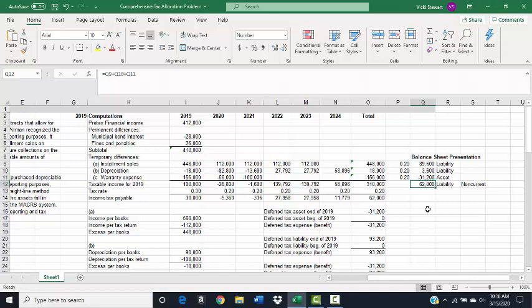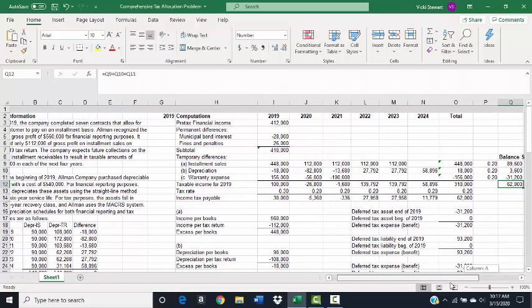presentation for deferred taxes. Remember in the chapter we discussed that we net our deferred tax liabilities and our deferred tax assets, and we report a net amount non-current. So our deferred tax liabilities totaled $93,200, and when we subtract the deferred tax asset of $31,200, we get a net non-current liability of $62,000 for our balance sheet.